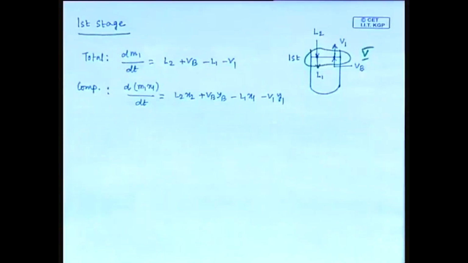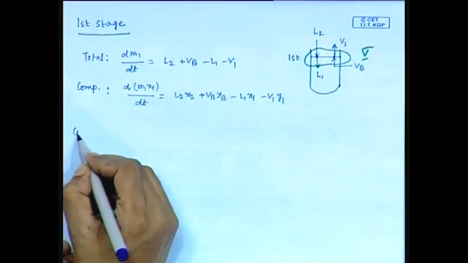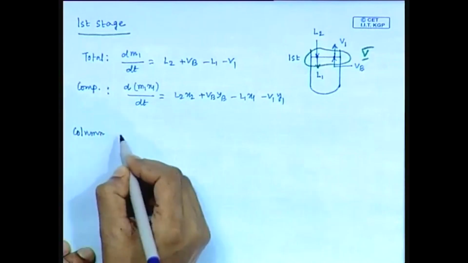The last envelope we have to consider, that is the column base, which is also not included within n stage. So, last one is column base.